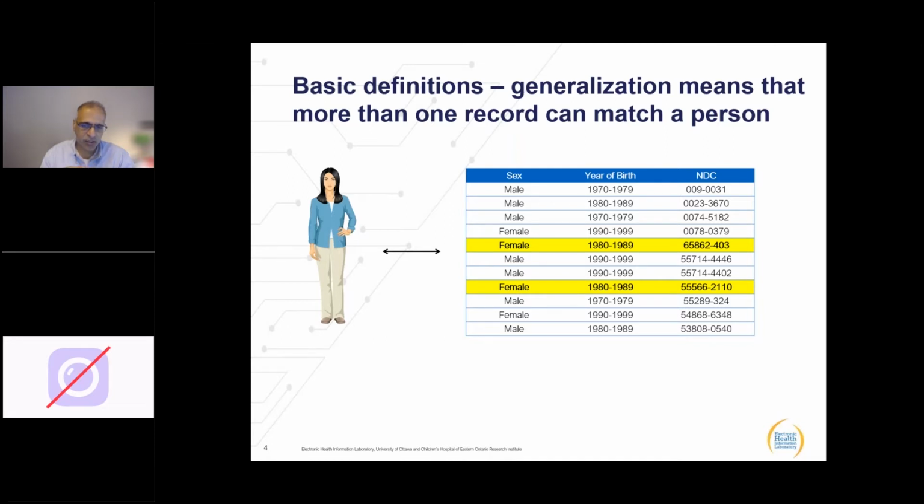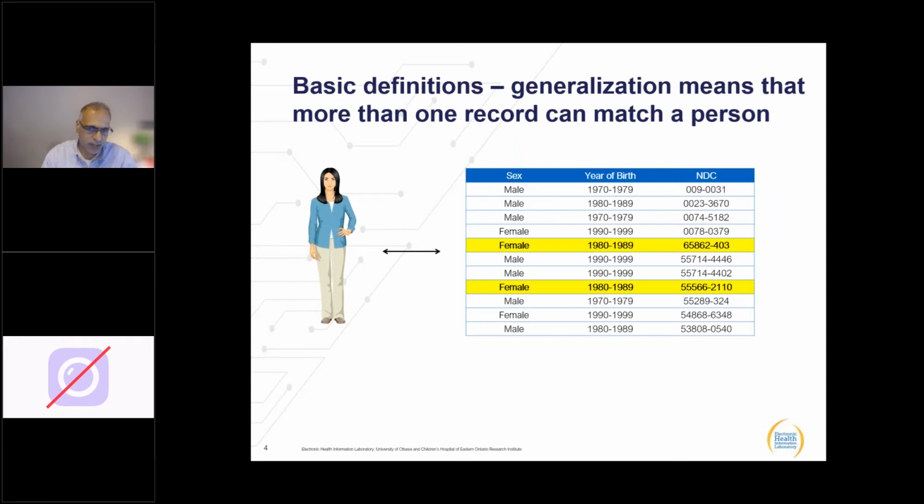Now we have two records with a female who was born within the same age range, and so there's additional ambiguity with respect to the identity disclosure related to those females born between 80 and 89. So generalization is one example of a technique that can be used to reduce re-identification risk. There are other techniques that can be used.